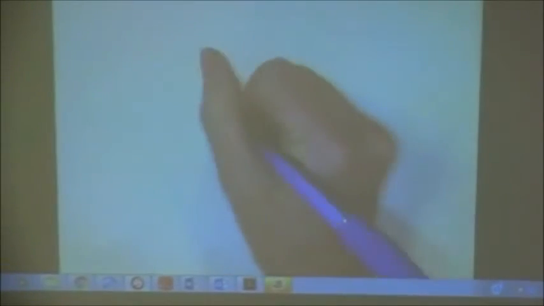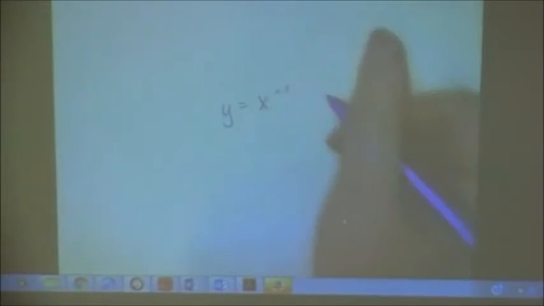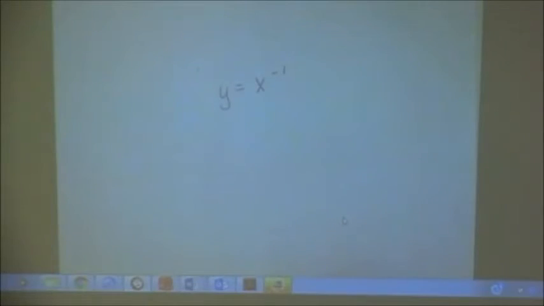Now, if you think about it, it makes sense because what if I had this? Let's say y equals x to the negative 1. What is x to the negative 1?